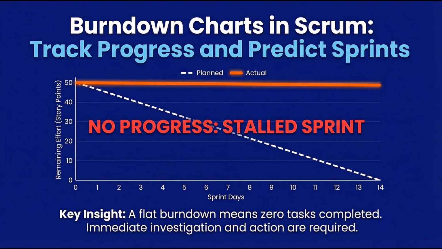What it means, no work is being completed, zero progress. Diagnostic questions to ask. Are team members actually working on sprint tasks? Are there blockers preventing work completion? Is the work poorly understood or too complex? Action framework, daily stand-up. Ask each team member to commit to completing at least one task today. Identify blockers immediately. Retrospective, discuss why work isn't flowing. Is it estimation, technical debt, unclear requirements?